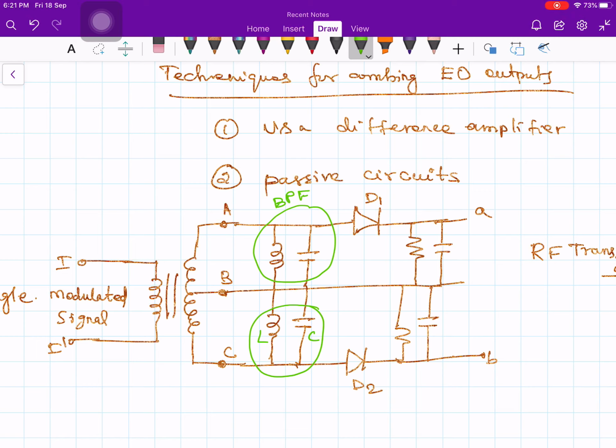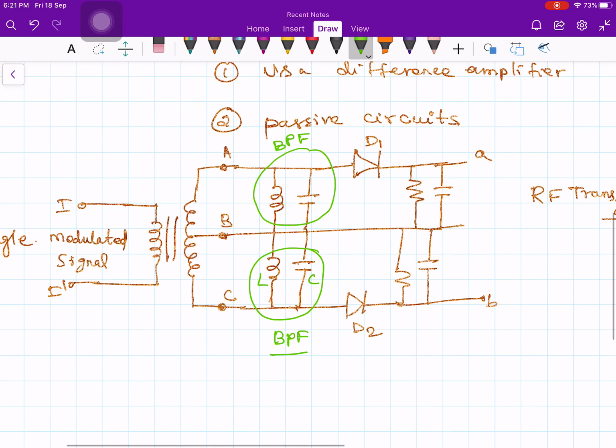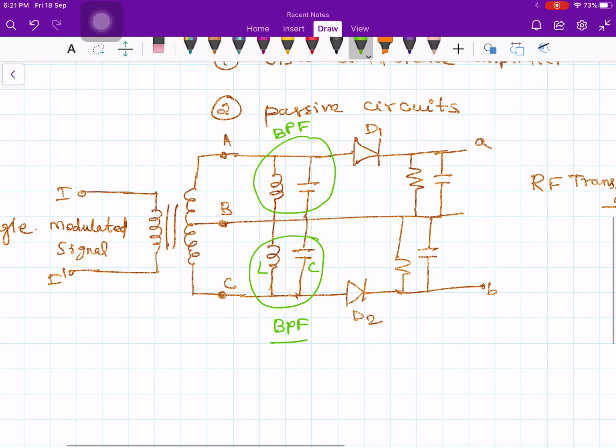Okay, so I am representing it approximately by a parallel LC circuit, right? The band pass filter is represented or designed by using a parallel combination of L and C. This can be more elaborated than a simple parallel LC circuit, but this is the most common way of denoting a band pass filter. And this is followed by an envelope detector.